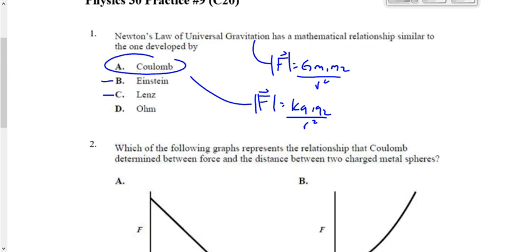That last one, Ohm, we don't even learn about that in physics 30. Trust me, if you haven't learned about it, it's not the answer. To this point, I wouldn't give you a question where the answer was B, C, or D if we haven't learned about those names. So remember that.